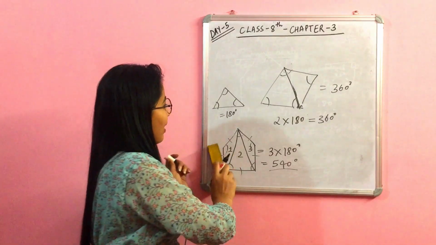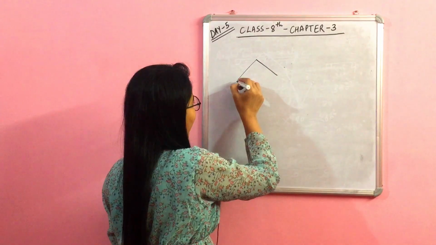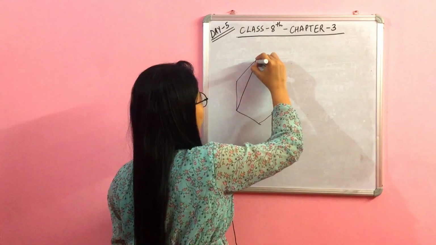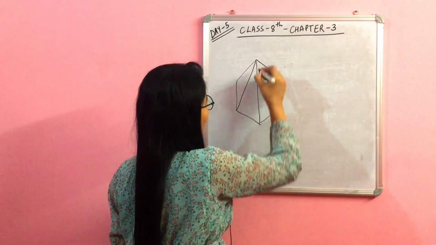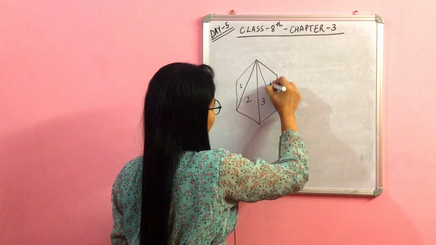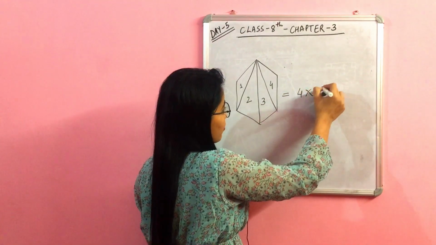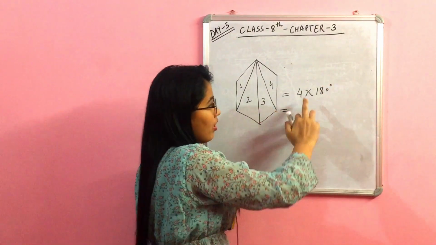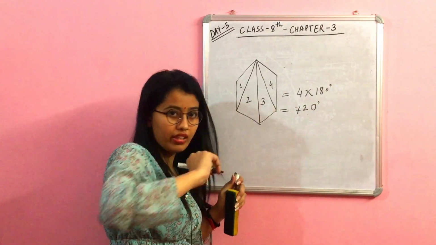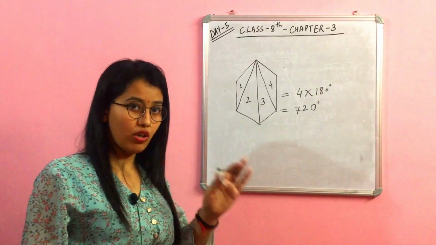Okay, similarly if there is a hexagon, meaning it has 6 sides, like this, then what we will do is divide this hexagon into 4 triangles. This is the first triangle, second triangle, third triangle, fourth triangle. So now I'll just multiply 4 into 180 degrees, which gives 720 degrees. So this is how we can find the angle sum of any polygon.